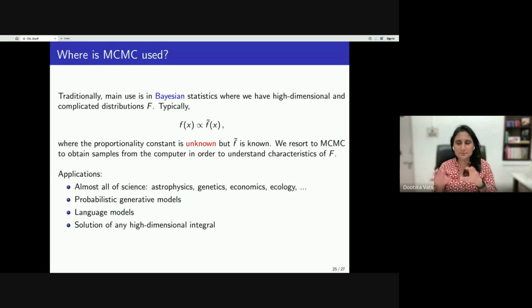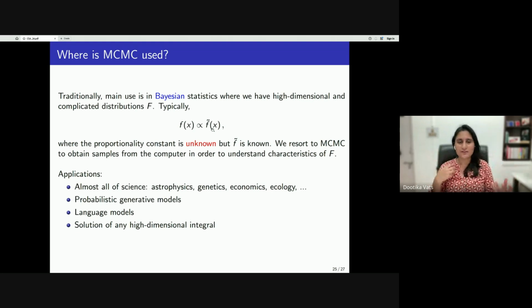This is typically something people start with, where MCMC is used, but I'm ending with it. So who uses MCMC? Why are people interested in drawing samples from a distribution on a computer? Traditionally, though not always, and now there are a lot more uses, the main use is in Bayesian statistics, where somebody has built a model which has led to what is called a posterior distribution, which is typically quite high dimensional. I have a distribution F whose density, small f, is proportional to F tilde x. We know F tilde x, we don't know the proportionality constant, and this is in high dimensions.